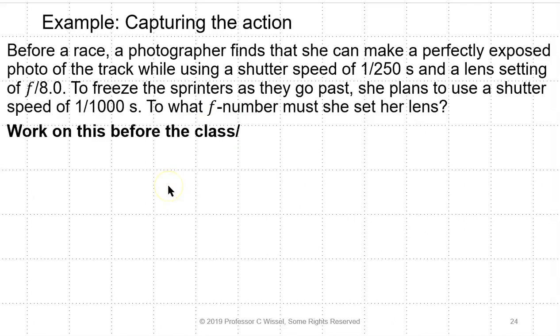For a race, a photographer finds that she can make a perfectly exposed photo of the track while using a shutter speed of 1/250 seconds, that's 0.004 seconds, and a lens setting of f8. To freeze the sprinters as they go past, she plans to use a shutter speed of 1/1000th of a second. To what f number must she set her lens?